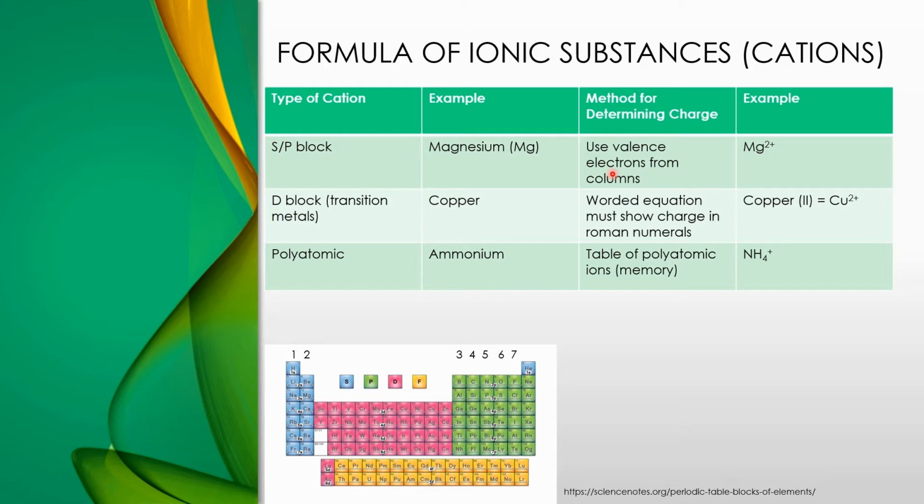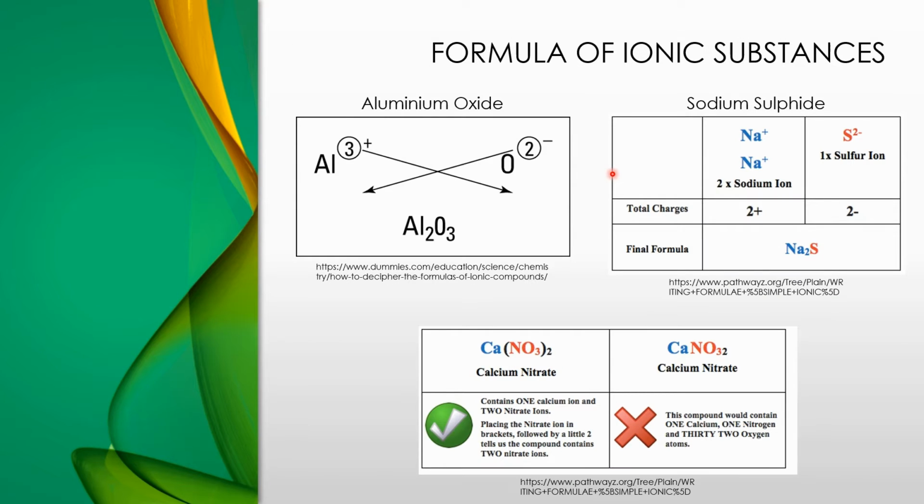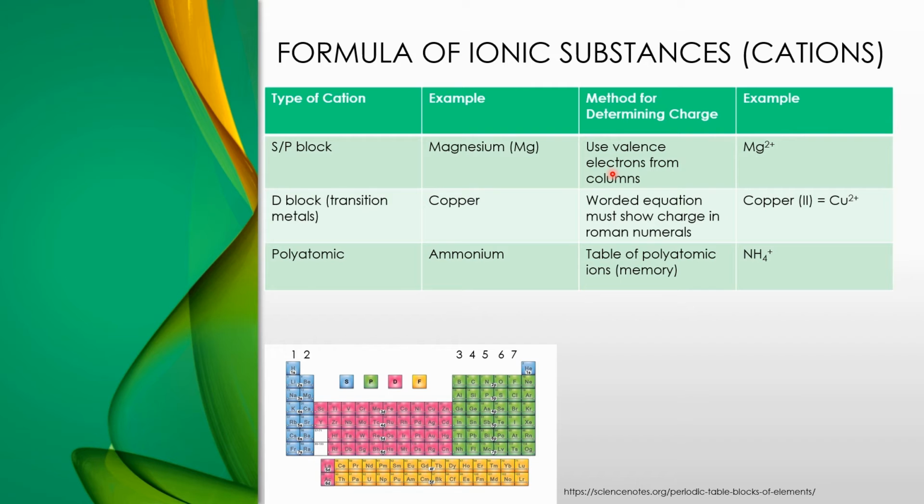So in an ionic substance, you'll be given the name of the cation, you'll be given the name of the anion, and you'll have to put them together to make sure that the charges are balanced to write down a correct formula. So let's go through the process step by step.